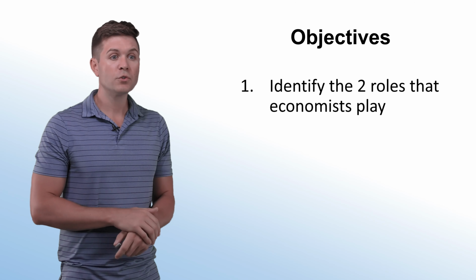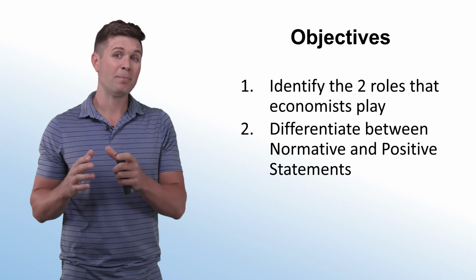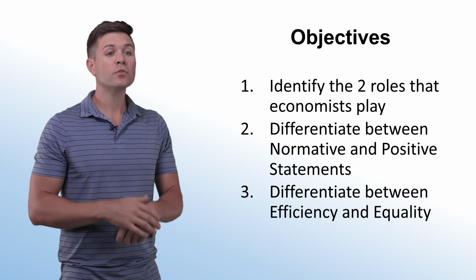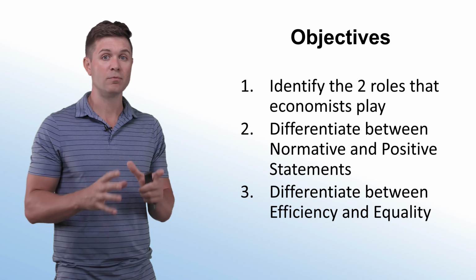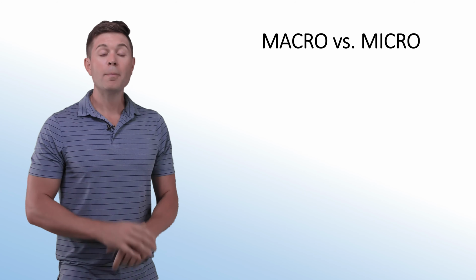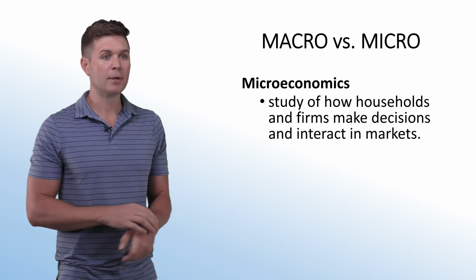Today's objectives are to identify the two roles that economists play, to differentiate between normative and positive statements, and also to differentiate between efficiency and equality, and the indicators involved with those. All right, but first let's look at the difference between macroeconomics and microeconomics.